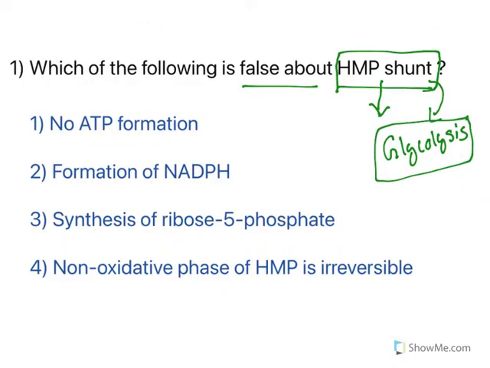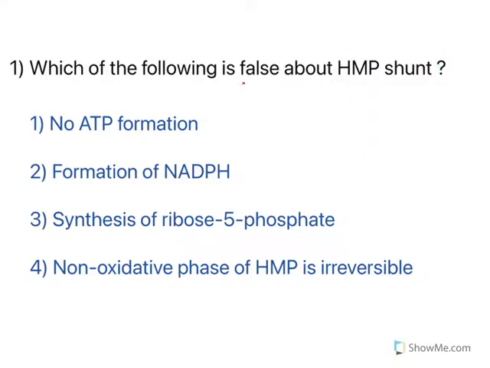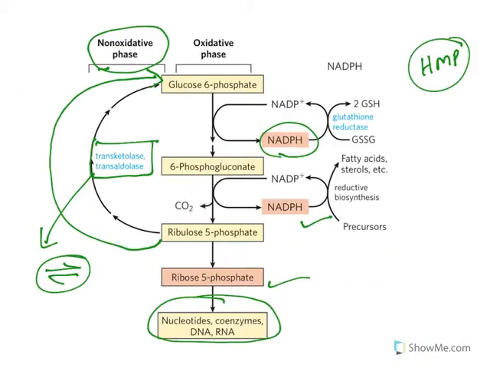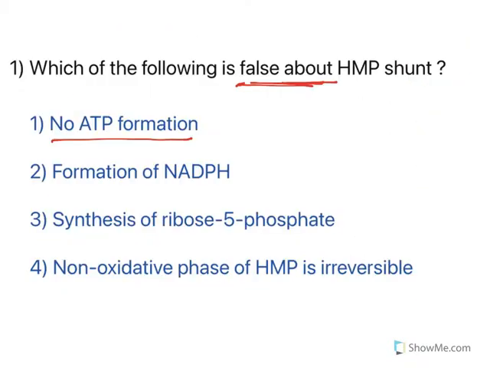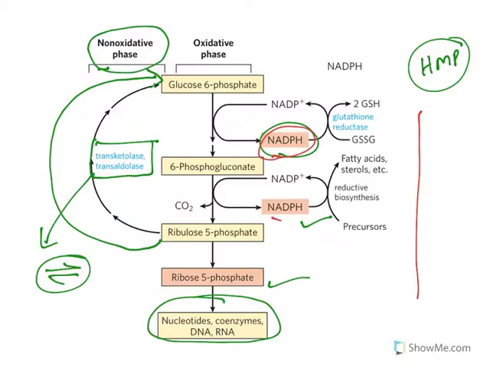Now look at the options. See, which of the following is false about HMP? That means three of the following options are true, but one is false. Now the first one, no ATP is formed. Look at the pathway, you don't see anywhere the formation of ATP. So this one is true. It forms NADPH. The whole thing lies on this one. See, this is not NADH. Rather, it is NADPH. Remember this.